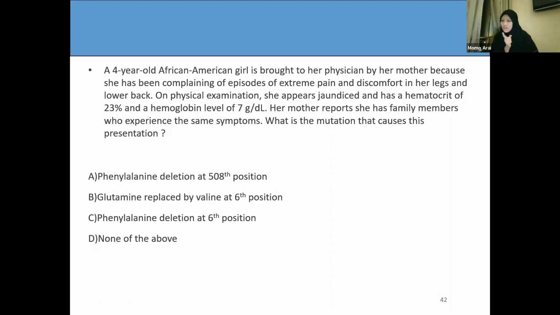Discomfort in legs is due to clogging of narrow arteries by sickle-shaped erythrocytes. You're absolutely correct. Do we have to know positions? Yes. That's why I said it's better to know positions, because a question might look like this. So phenylalanine deletion at 508 position is which disease? It's fine, you guys know it. Yeah, cystic fibrosis. So it's not C because it's the wrong position.